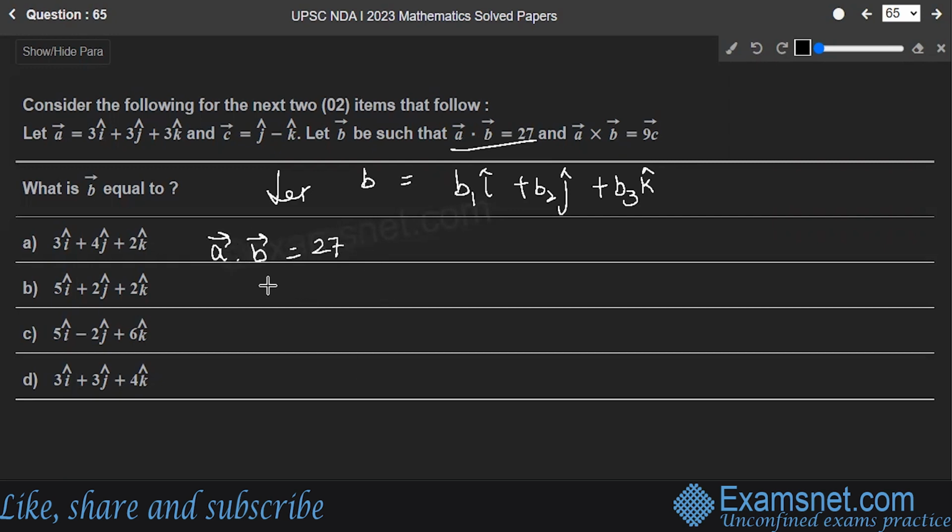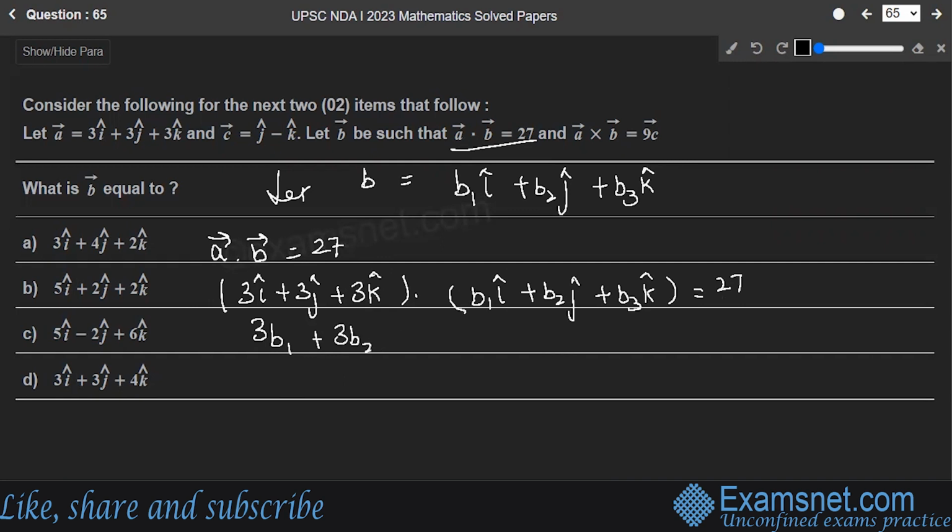is equal to 27. So that means 3i, 3j, 3k dot B1 i, B2 j, B3 k is equal to 27. This gives you 3B1 plus 3B2 plus 3B3 is equal to 27, or B1 plus B2 plus B3 is equal to 9. Second thing, it says that A cross B vector is equal to 9C vector.